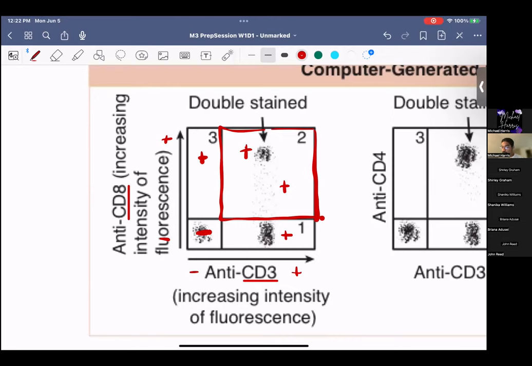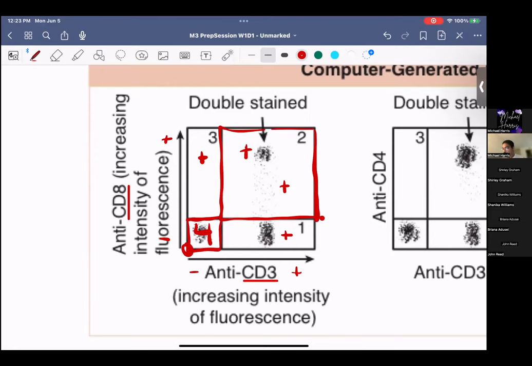Essentially what you're doing is taking two different markers and putting them onto one graph. They took the marker for CD3 and the marker for CD8 and put them on one graph, which is why the upward direction is positive and the bottom is negative. On the x-axis, the further away from the y-intercept, it's positive, and closer to the y-intercept is negative. So in this small box, known as four, they're both negative. That means you have no marker CD8 and no marker CD3.